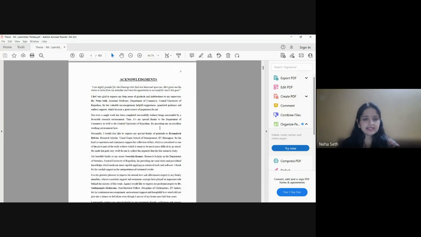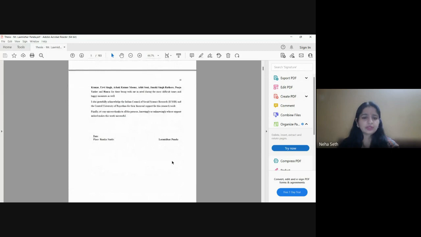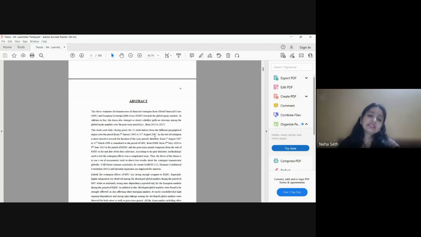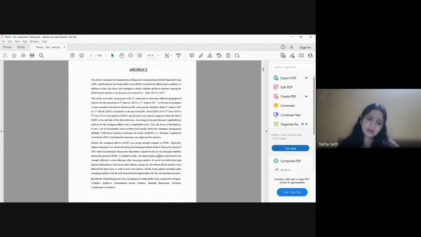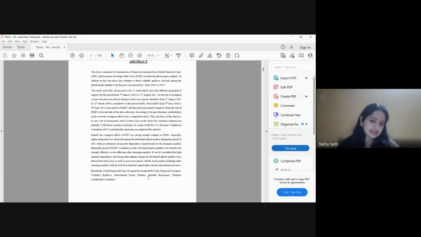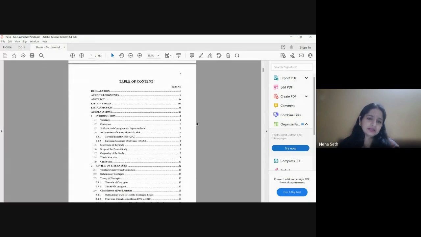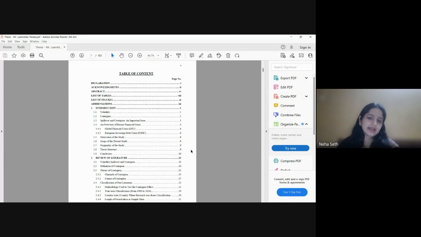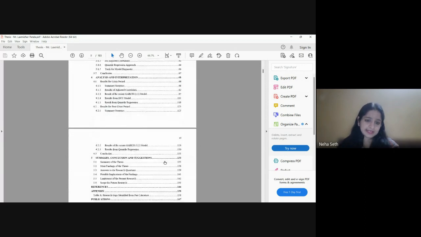Then he has given his acknowledgements. He has thanked many people who have contributed to his research work. Then this is the abstract. It's a one-page abstract wherein he has briefly talked about what work has been done in the thesis. There are a few keywords also that he has included. Then this is the table of contents, as I mentioned, the index with the chapters, topics, headings, subheadings, and the page numbers on which each particular topic is presented.